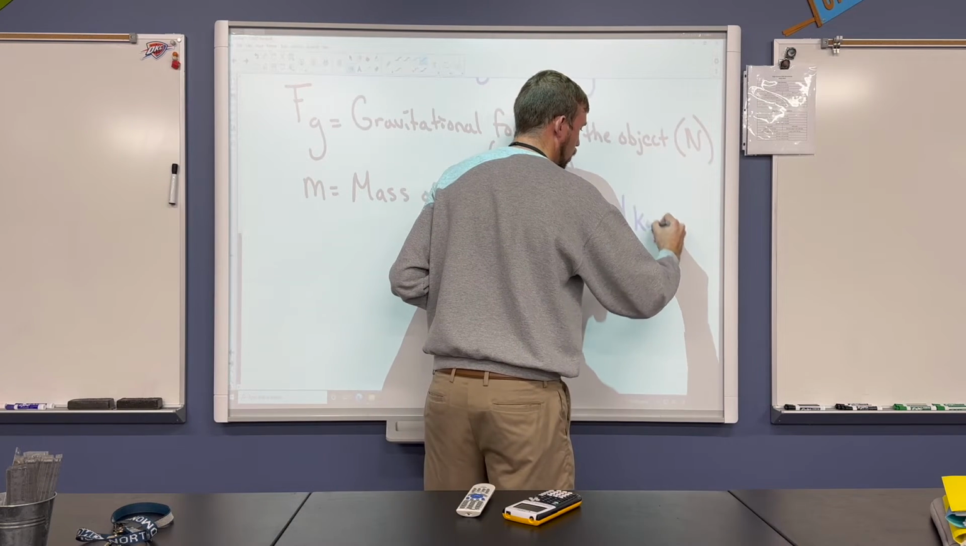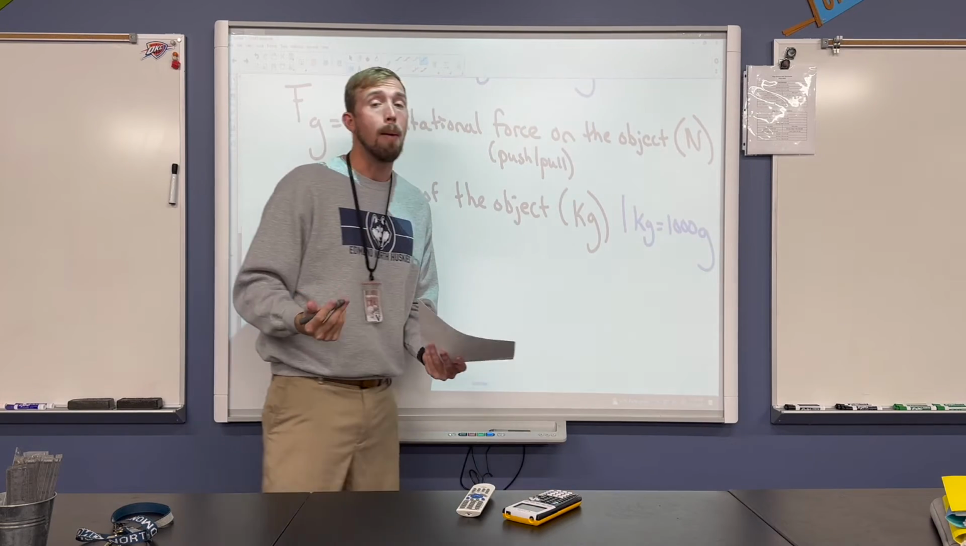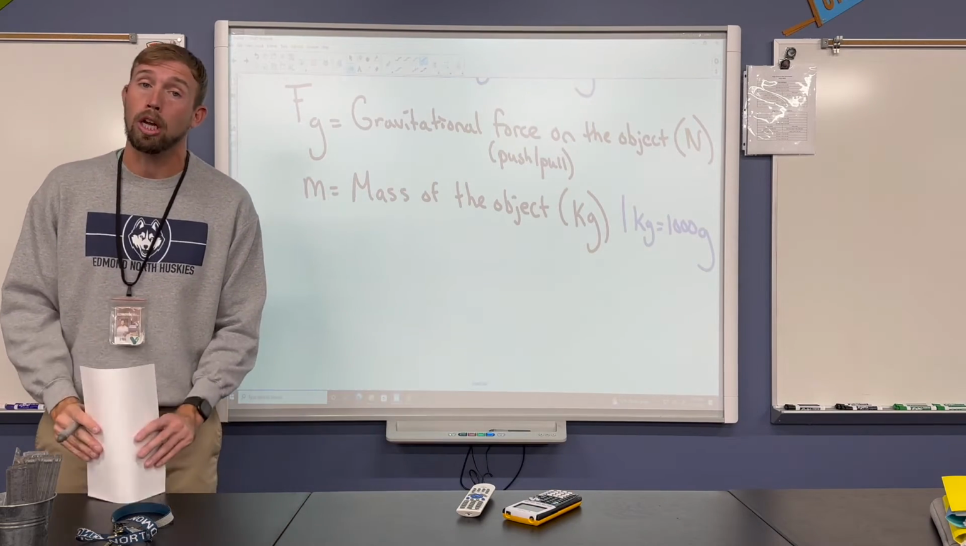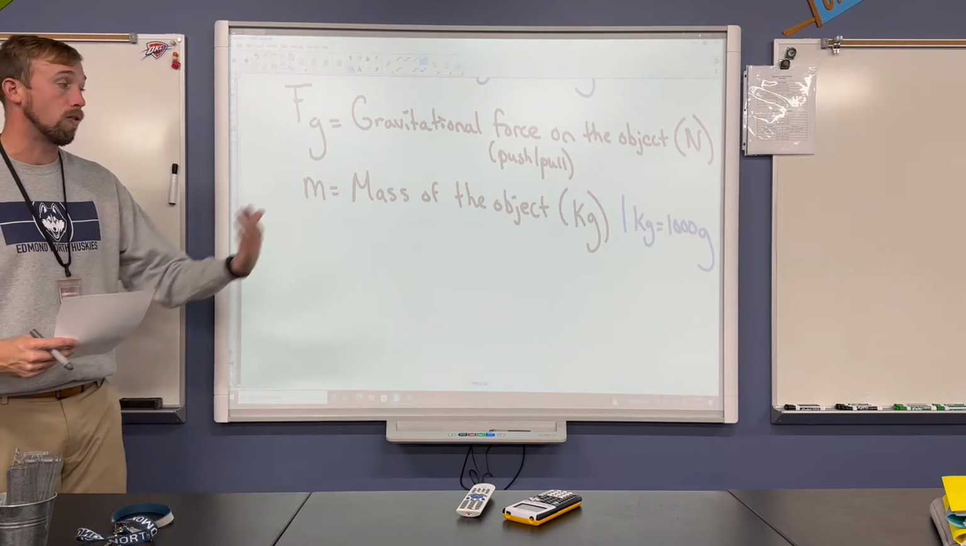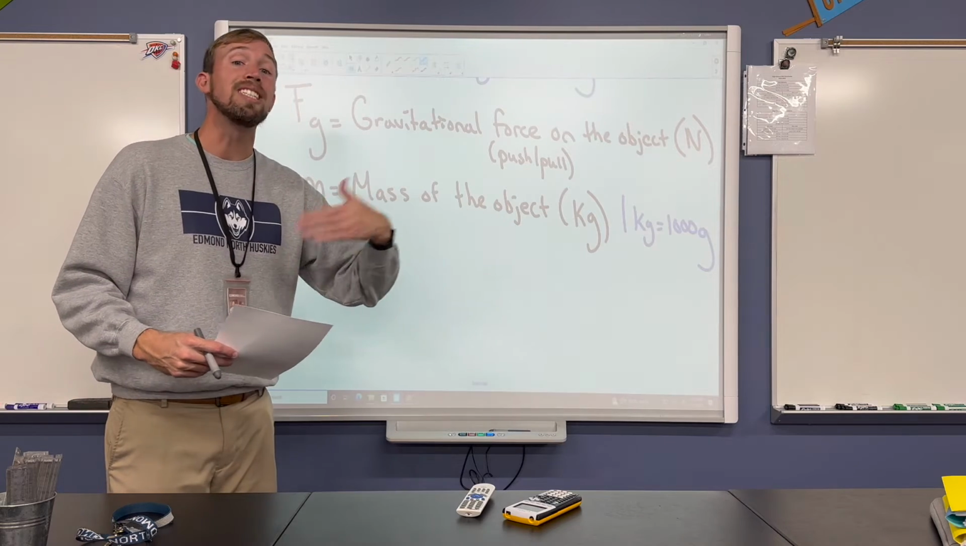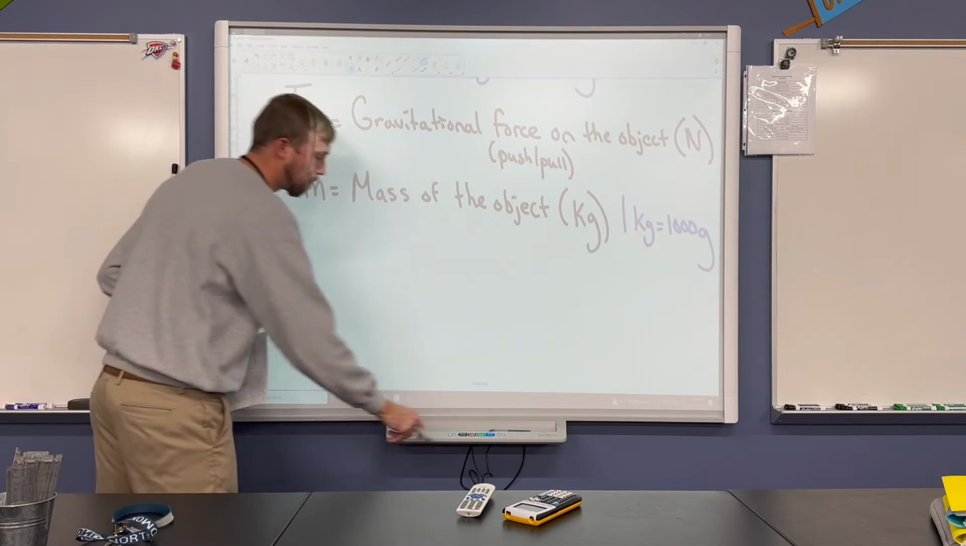1 kilogram converts to 1,000 grams. So something that's very common, students oftentimes make mistakes when they're working with this equation if their mass is in grams instead of kilograms. So if you have a mass in grams, we'll need to divide that value by 1,000 to get from grams over to kilograms.